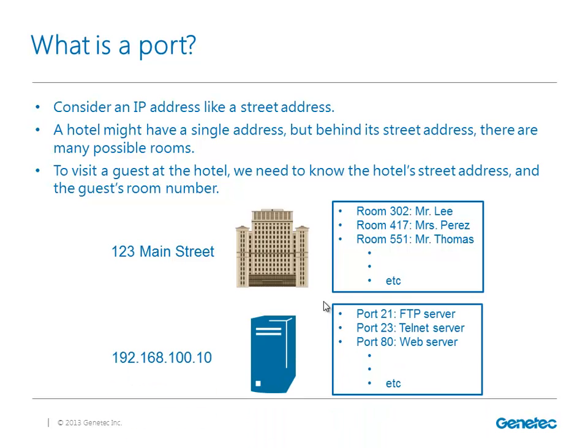Well, IP addresses and ports work in a very similar way. Every network card has one IP address assigned to it. But behind that IP address, there may be many possible servers or services or applications listening. For example, if we take the IP address 192.168.100.10 and we say that this is the IP address that's been assigned to our server, well, behind port number 21, we may find an FTP server. Behind port 23, a telnet server. Behind port 80, a web server, etc.